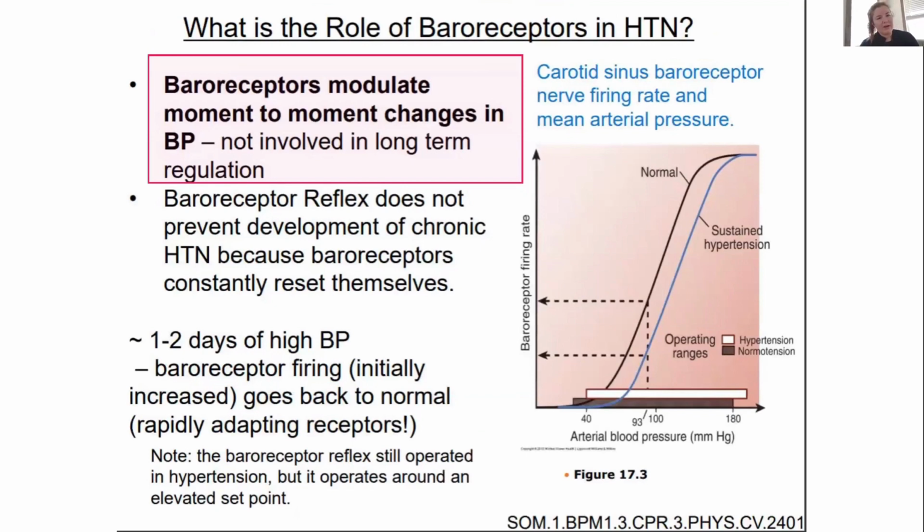With baroreceptors, just know that this is not going to be a long-term solution. It's not involved in long-term regulation. So if they're asking you about baroreceptors, this is an immediate sense. It's an immediate change, and it's going to help you just for a couple of days, and then it's not going to do too much after that point.